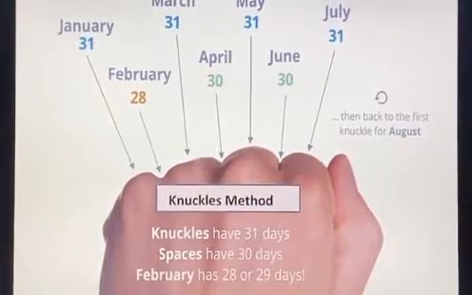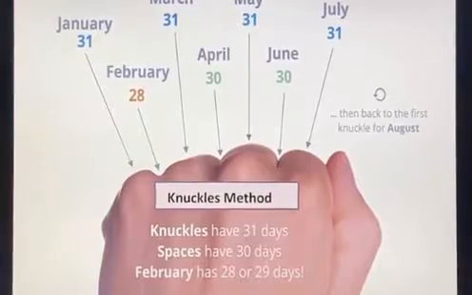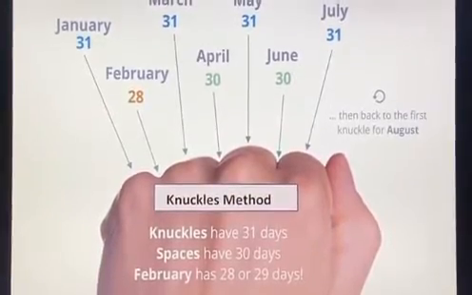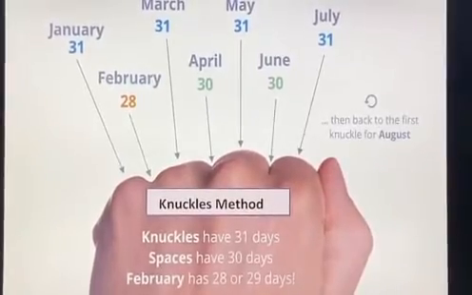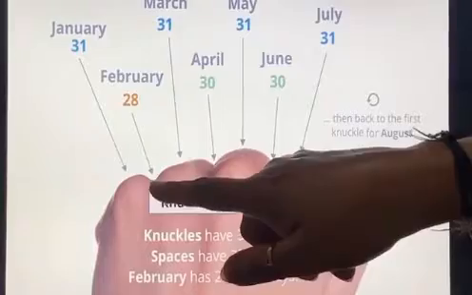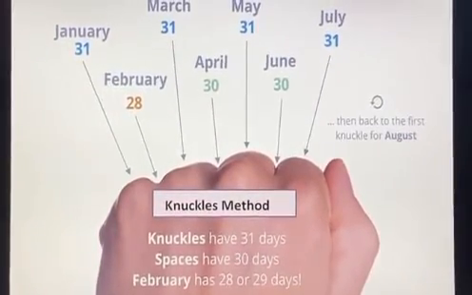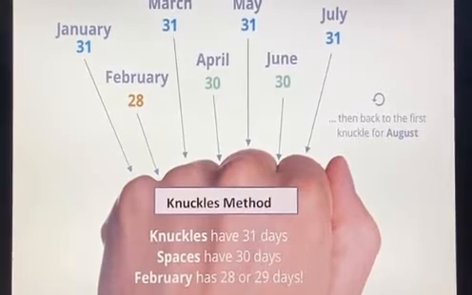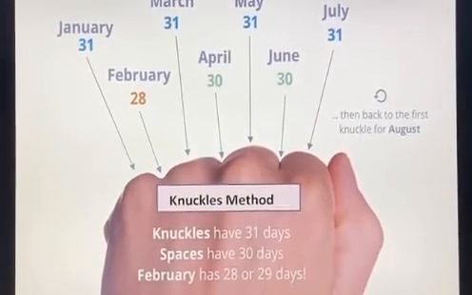Now let us see Knuckles method. Knuckles have 31 days. Knuckles means the pointed one, upper part. And spaces have 30 days. Spaces means this one, in between gaps. February has 28 or 29 days. Let us learn the Knuckles method.